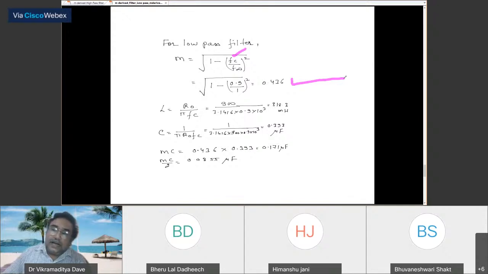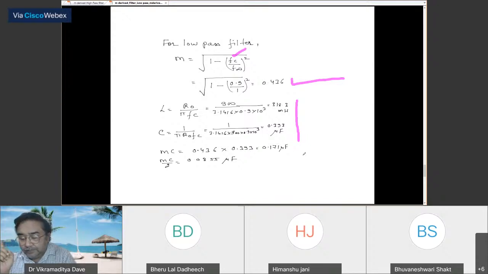Now once again, I am emphasizing that you should know the formula for the prototype, that is, the constant K filter's parameter values. How do you find it out? You know that in a low pass constant K filter, the value of L is given as R naught upon pi fc, which we have already derived and also understood how it is derived.